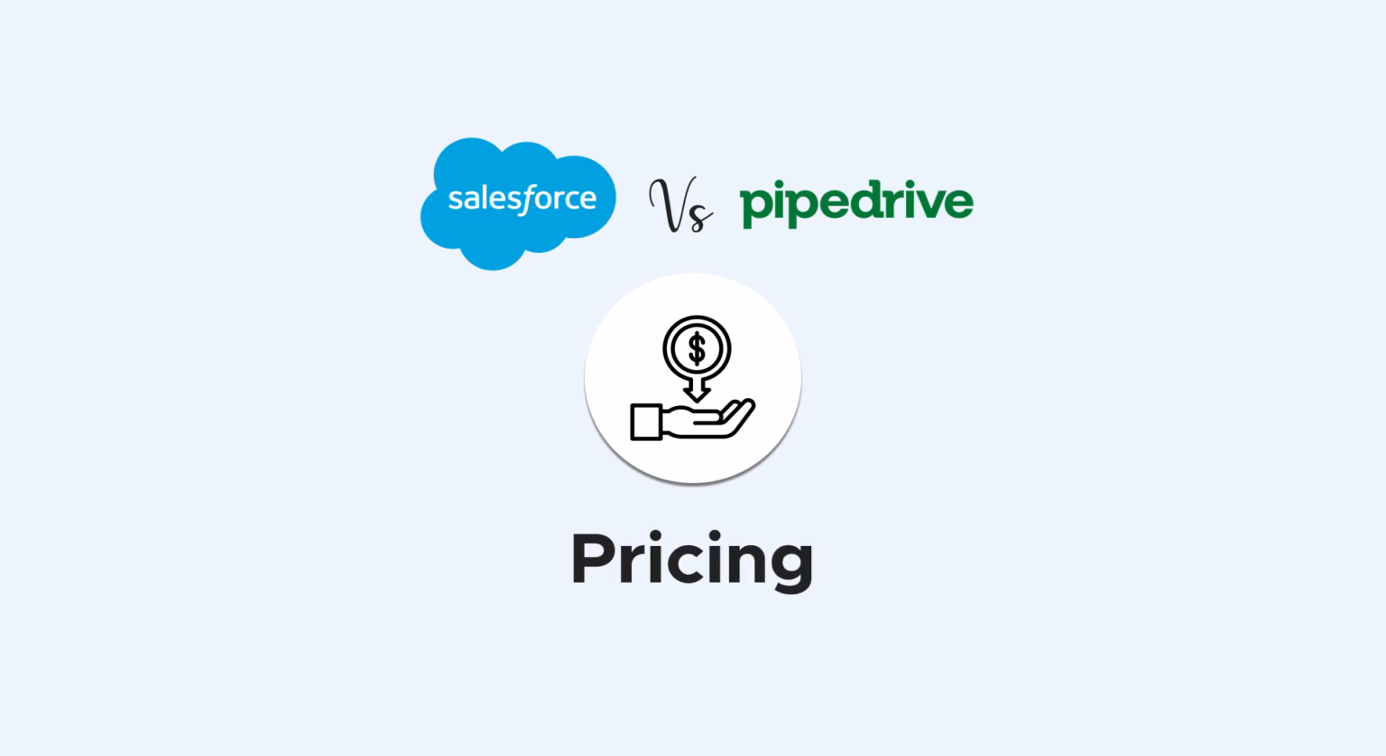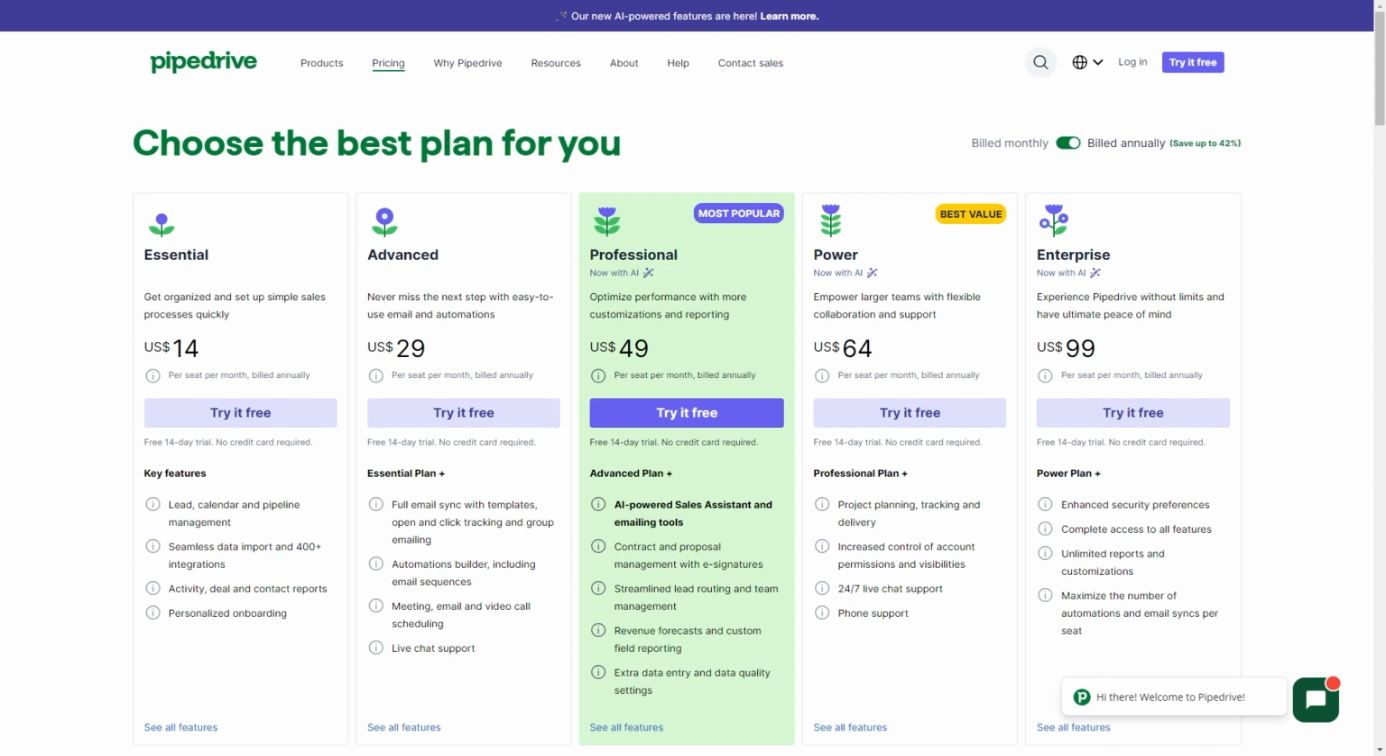When it comes to choosing a CRM, pricing is a significant factor for businesses. Pipedrive's pricing structure is designed to accommodate the diverse needs of businesses, ranging from small startups to large enterprises. They have an essential plan for the basic CRM functions at $14 per user per month. The advanced plan offers more capabilities at $29 per user per month, and the professional plan is for more extensive needs at $49 per user per month. The power plan is for companies needing robust features at $64 per month per user, and lastly, for large organizations or those needing enterprise-level services, there's the enterprise plan at $99 per month per user.